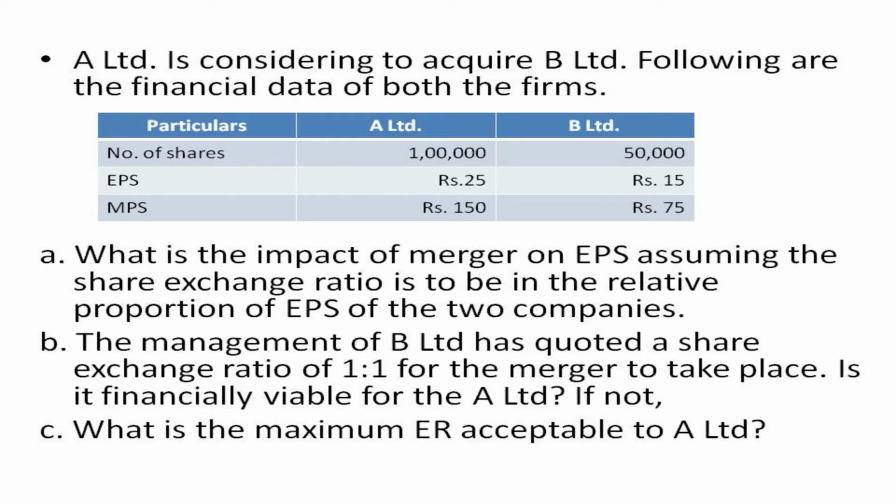Question is, what is the impact of merger on EPS, assuming the share exchange ratio is in the relative proportion of EPS of the two companies. Second, the management of B Limited has quoted a share exchange ratio of 1:1 for the merger to take place. Is it financially viable for A Limited? If not, what is your answer? What is the maximum ER accepted to A Limited? So these three questions they have asked, and we have to assume P ratio remains the same after the merger, and the merger does not yield any synergy. We are supposed to find the answers to these three questions.